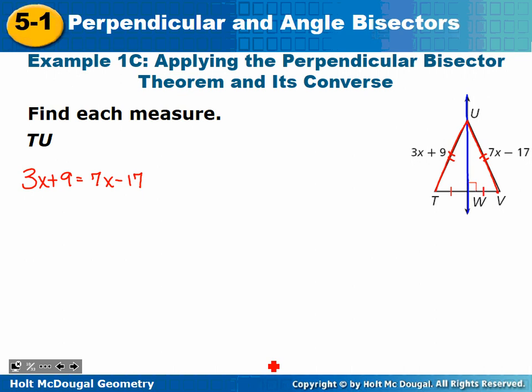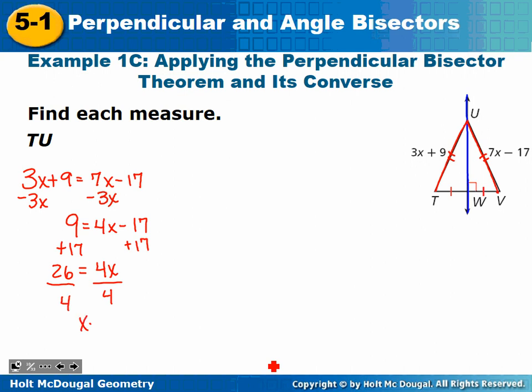Okay, so let's solve. What do I do? What do you want to do to solve? Subtract 3x. So we have 9 equals 4x minus 17. What do you want to do next? Add 17. So 4x is equal to 26. And then lastly, we'll divide by 4. And what is x? 6.5. Is that our answer?